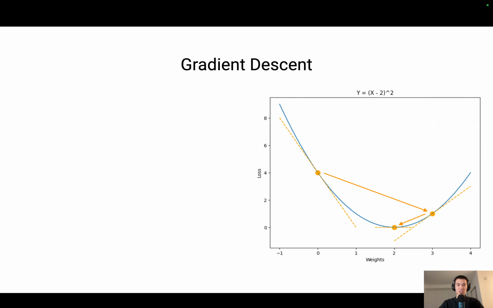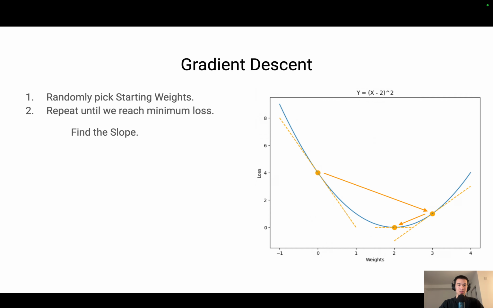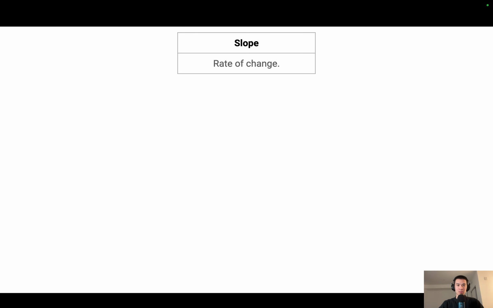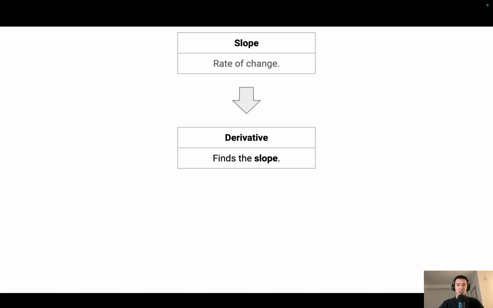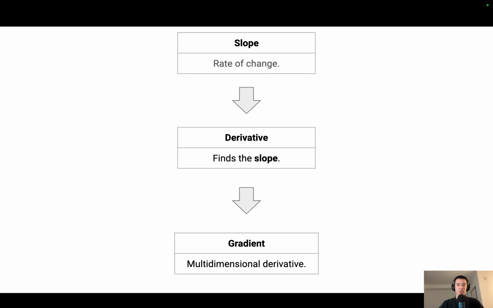So what goes on in gradient descent? Let's review. Number 1, randomly pick starting weights. Repeat until we reach minimum loss. Find the slope. The slope identifies where down is. Think of the slope as like a mountain or a hill to show you where down is. Update weights. So the slope is the rate of change. The derivative is like a mathematical way to find the slope. And the gradient is a multi-dimensional derivative.